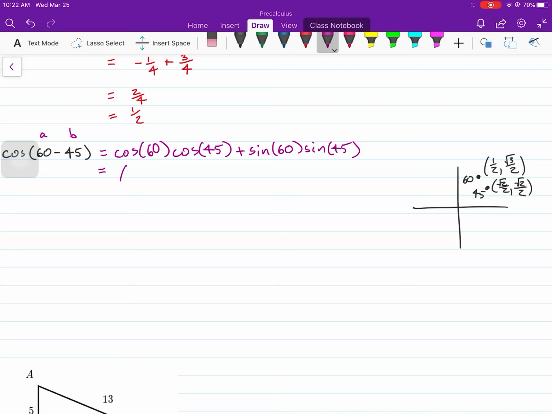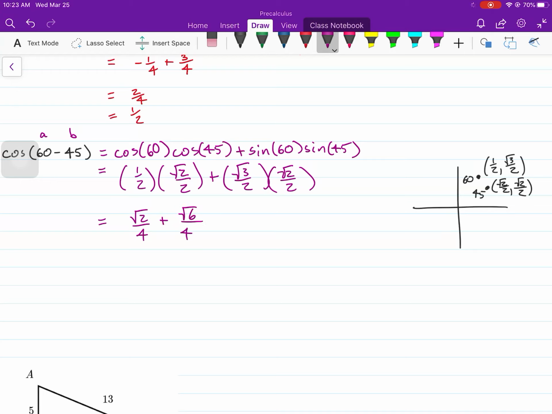Cosine of 60 is 1/2. Cosine of 45 is square root of 2 over 2. Plus sine of 60 is square root of 3 over 2, times sine of 45 is square root of 2 over 2. And then that's going to be square root of 2 over 4 plus square root of 6 over 4. If you want to, you could say square root of 2 plus square root of 6, all over 4, and that's it for that one.